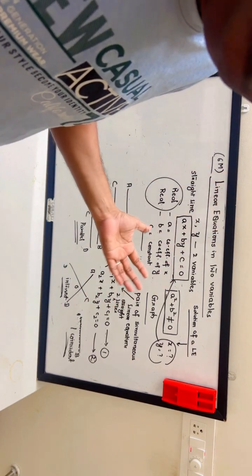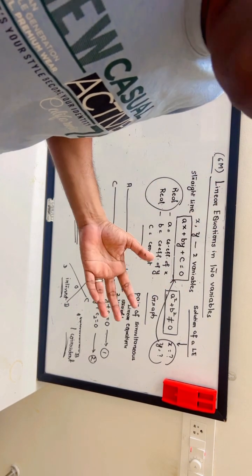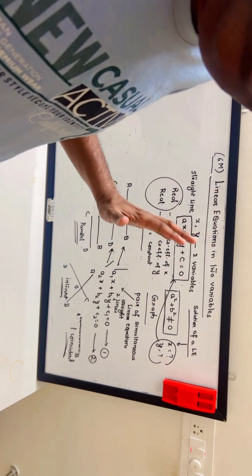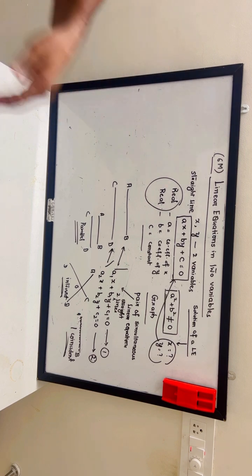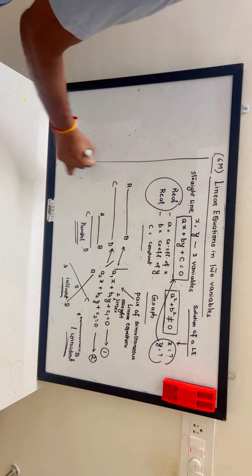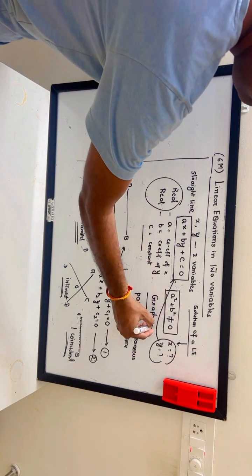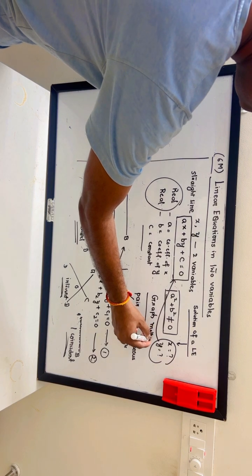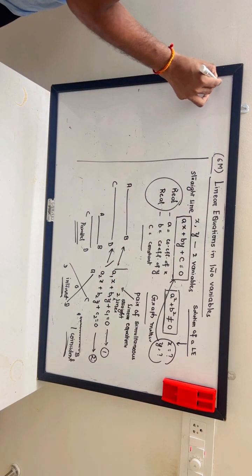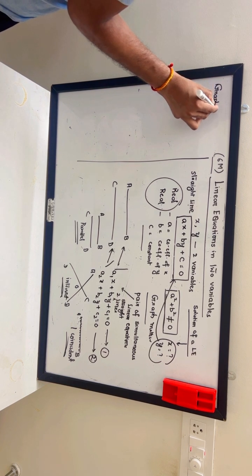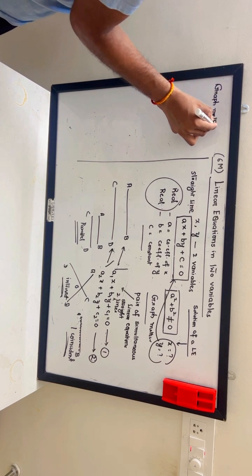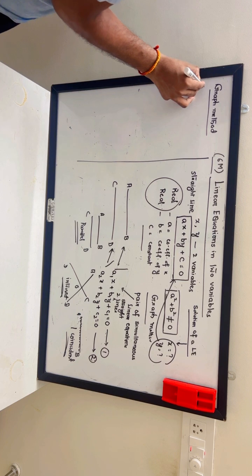Solution of a linear equation means finding out the values of the two variables x and y. Am I clear? Right? Now, there are two different types of systems in graph methodology. We're talking about a graph method, okay? Just write it here. In graph methodology of finding out the solution of a linear equation, two systems are there.